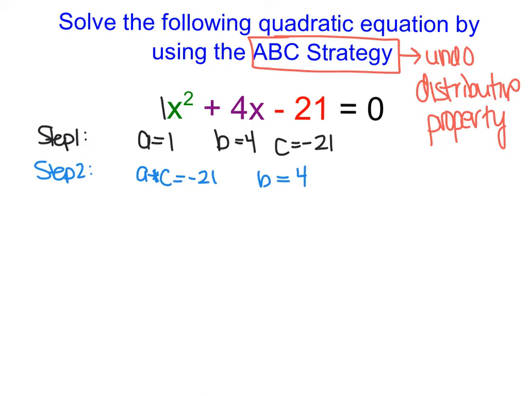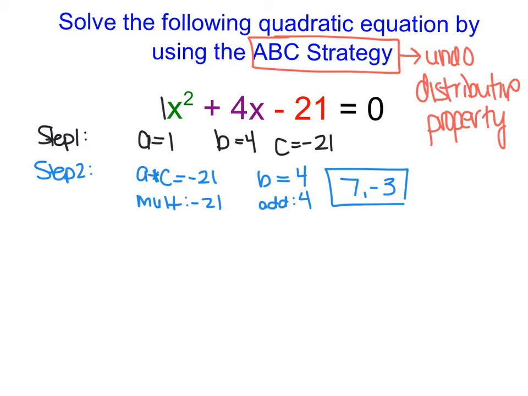And essentially what we need is two numbers that multiply to negative 21 and add to 4. So this is where you need to think through those factors of 21 and figure out which two numbers multiply to become negative 21 but add to become 4. And if you think through these, what you should come up with is 7 and negative 3. 7 and negative 3 multiply to be a negative 21, and they add to be 4.